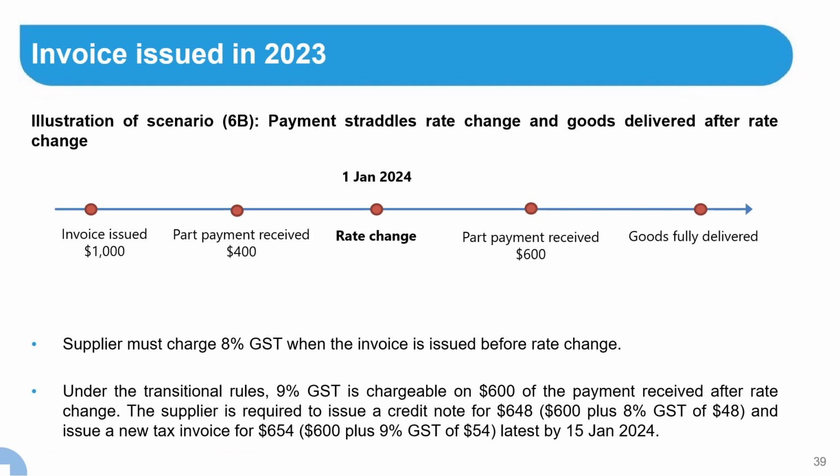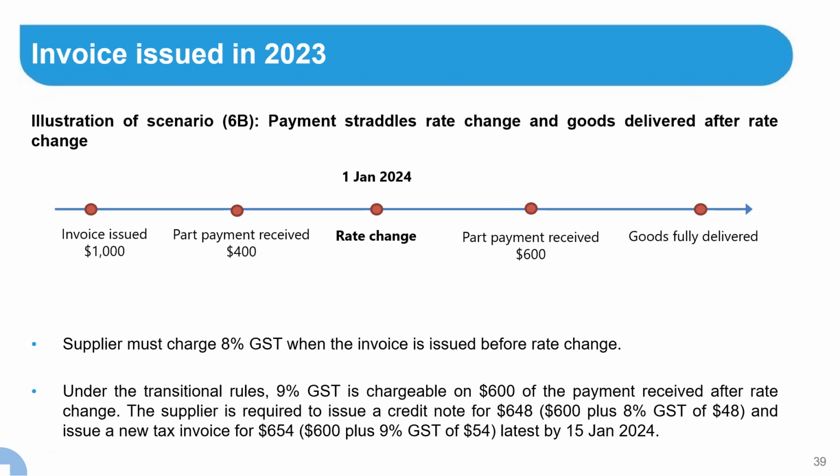In Scenario 6B, the invoice is issued before the GST rate change and only part payment of $400 is received before the rate change date. The remaining payment is received after the rate change date and goods are delivered thereafter. Similarly, the supplier must charge and account for GST at 8% on the tax invoice issued to the customer before the rate change date. As the goods were not delivered before the rate change, and the supplier only received part of the payment, that is $400, before the rate change date, under the transitional rules, the supplier is required to charge 9% GST on $600 on the part payment received after the rate change date.